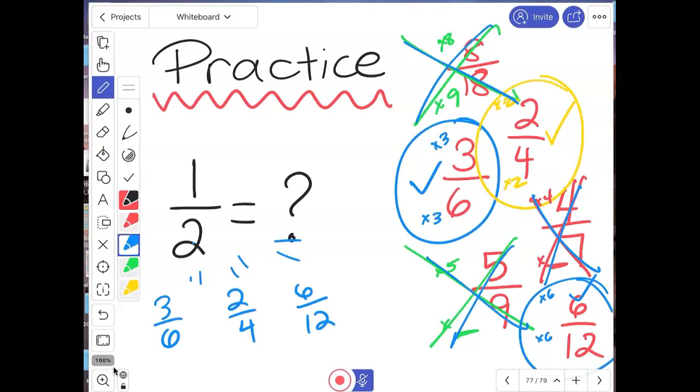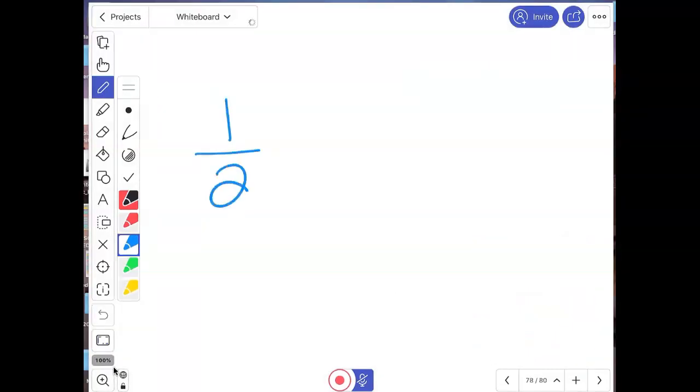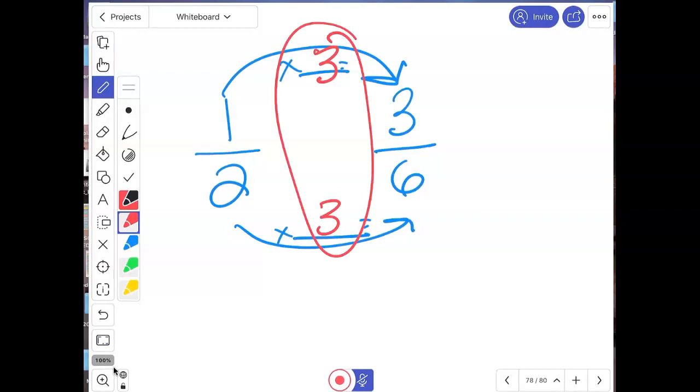Do you see how I looked at the fraction and I kind of created for myself, I looked at it like this in my mind, I guess. I said, okay, what multiplication sentence would this be? 1 times what is 3? 1 times 3 is 3. 2 times what is 6? 2 times 3 is 6. Since these are the same, it's equivalent.